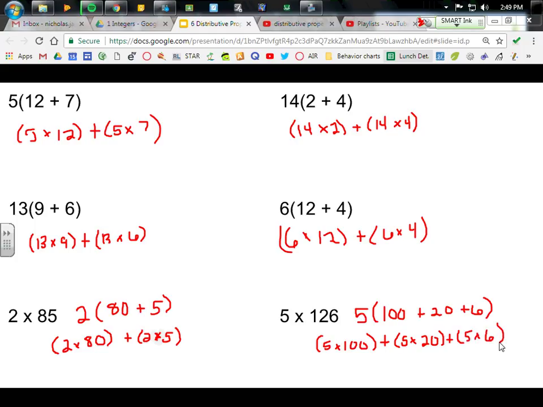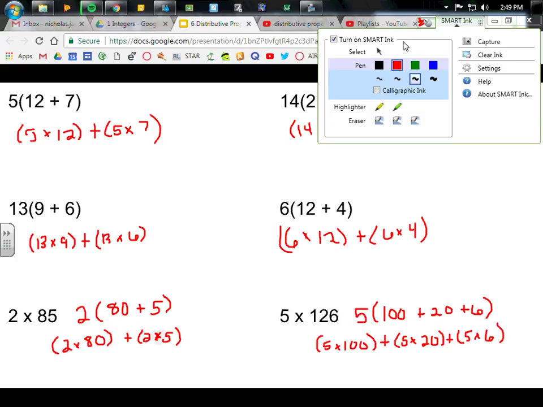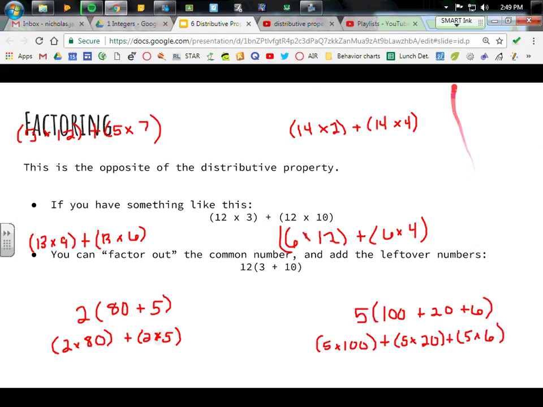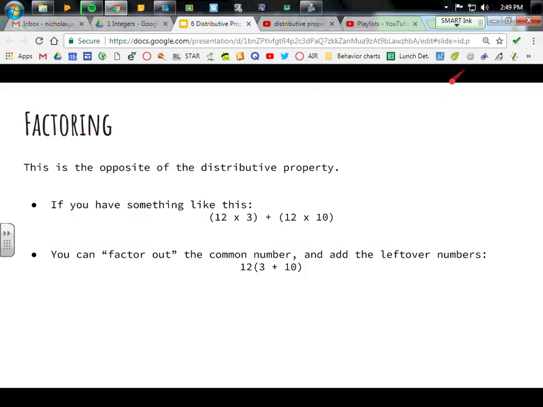All right, now you may be able to look at this problem and realize 5 times 100 is 500. 5 times 20 is 100. 5 times 6 is 30. So the answer has to be 630. Okay, I think that's all we have for this. Oh, I'm wrong.